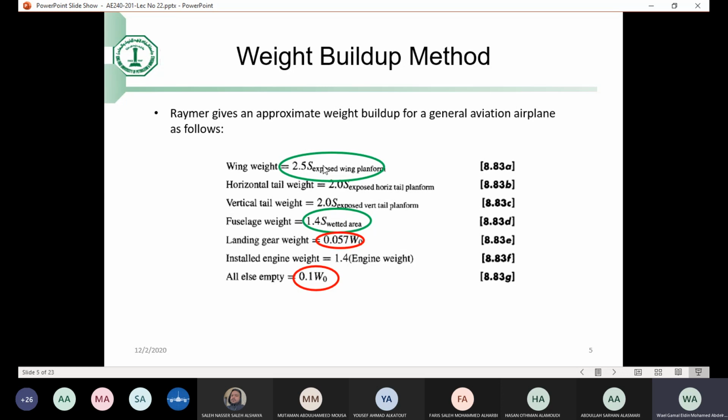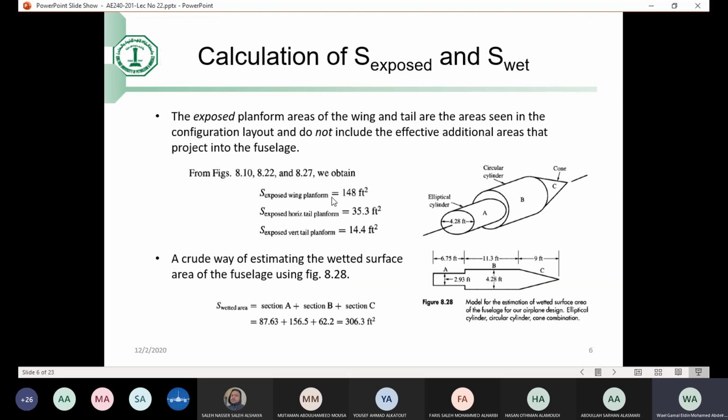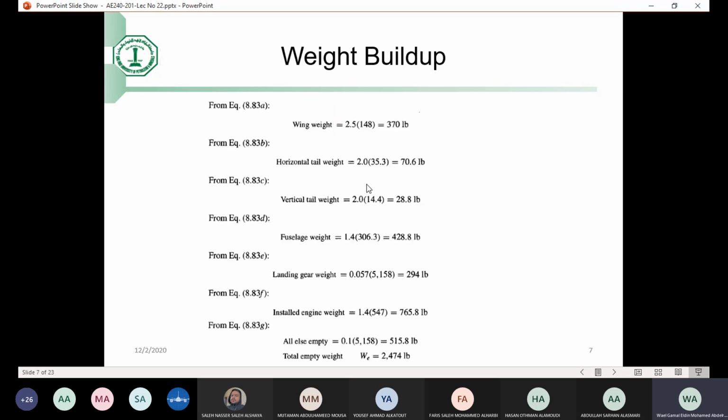That's for the weights. So the first 4 weights now I can calculate them easily. Remember, I know all the dimensions, so I know all the areas. So let's see what the values are. Here is the exposed surface area of the wing, the exposed surface area of the horizontal tail, the vertical tail, and that's for the fuselage. So I can actually calculate the weight of each one of them. Weights multiplied by 2.5, by 2, by 1.4. So I have these 4 weights. Right away, 1 minute, and I have an estimate weight of these components of the aircraft.